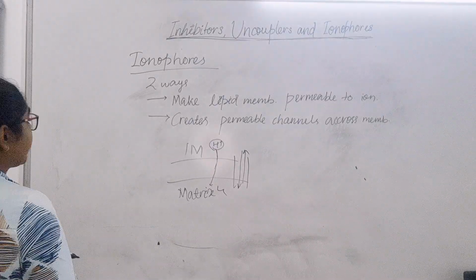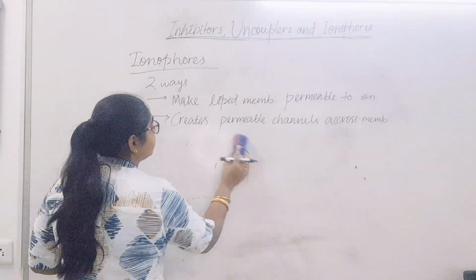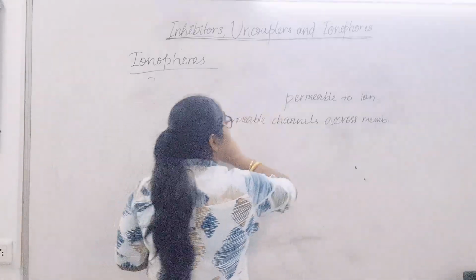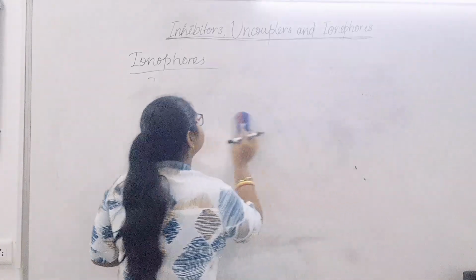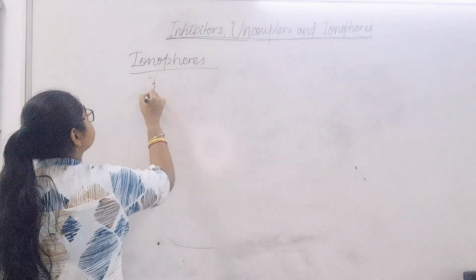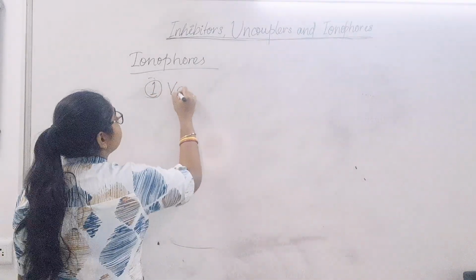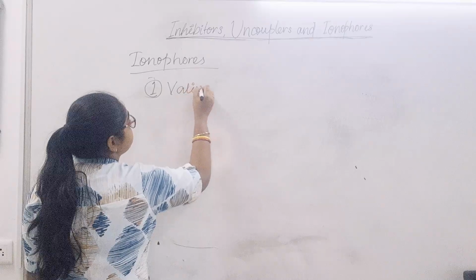Now there are some examples of ionophores. Let's see some examples of ionophores. So let's start with valinomycin, which is an antibiotic.